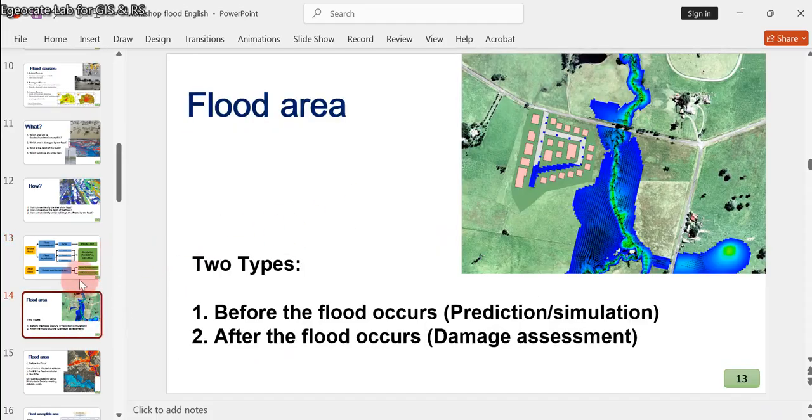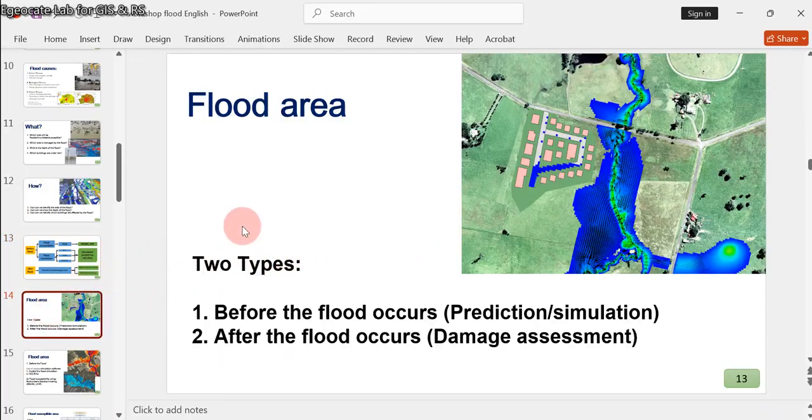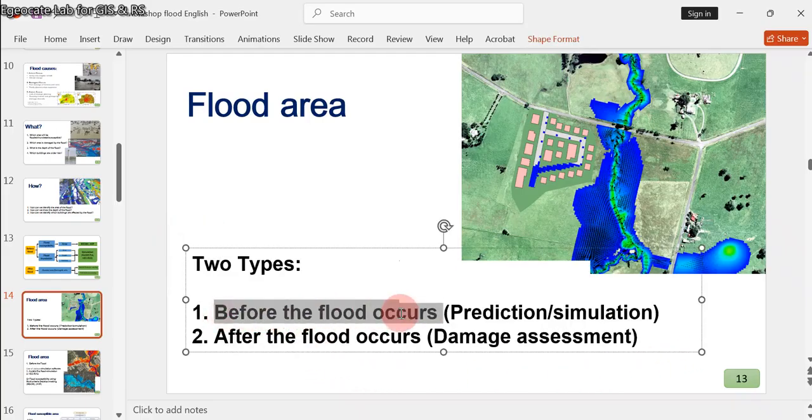And for the flooded area, now we want to understand better or do more analysis about this. For the flood area, we have two things, as we said before. The first one is before the flood occurs. So it's a prediction, it's a simulation for the future floods. We want to know in the future which area will be flooded or inundated. But after the flood occurs, it is a damage assessment.